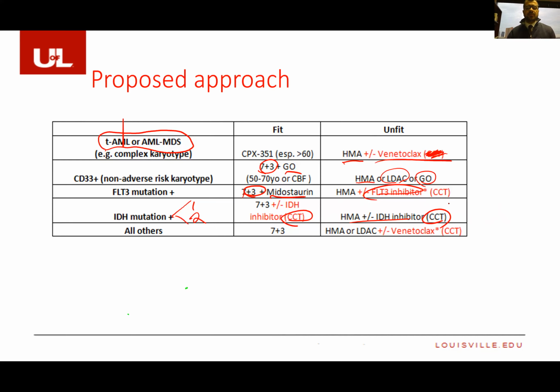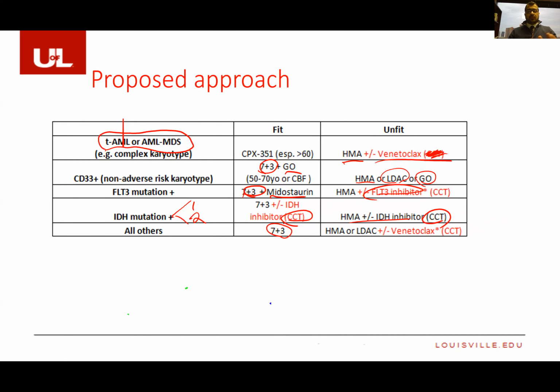remission. Now, let's say they are what I call quadruple negative. They don't belong to any of the three groups. They are not therapy-related AML or AML with myelodysplasia. They are not a non-adverse risk karyotype CD33 positive AML, and they don't have the FLT3 or IDH mutation. Then you just go back to what we did 40 years ago.